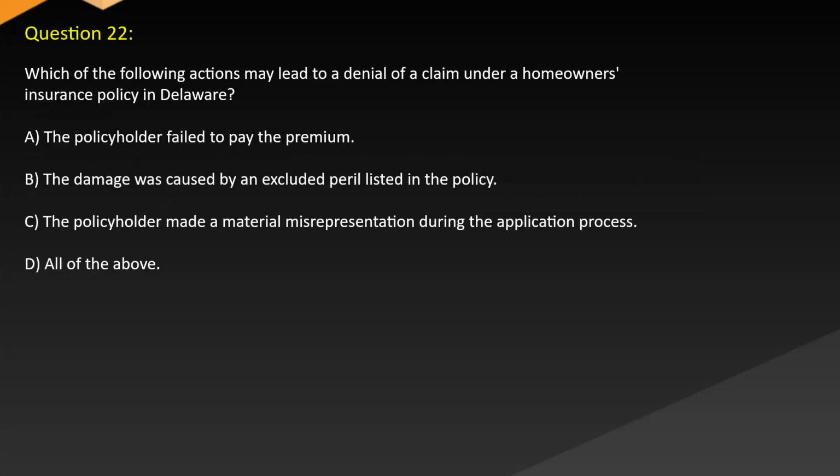Question 22. Which of the following actions may lead to a denial of a claim under a homeowner's insurance policy in Delaware? A. The policyholder failed to pay the premium. B. The damage was caused by an excluded peril listed in the policy. C. The policyholder made a material misrepresentation during the application process. D. All of the above.